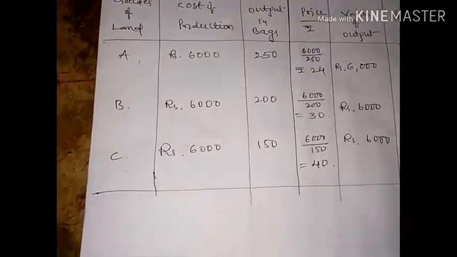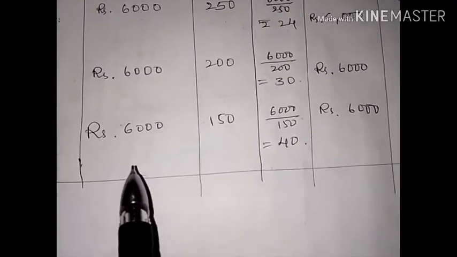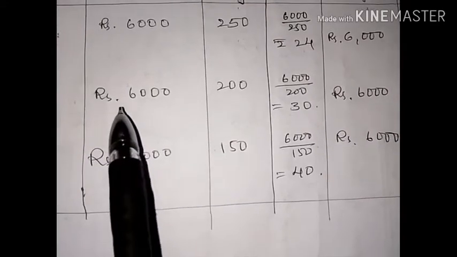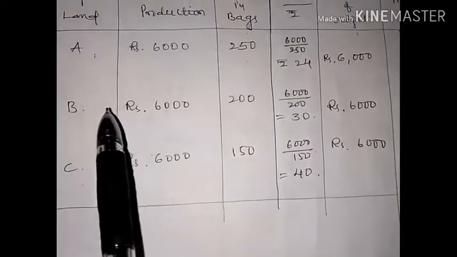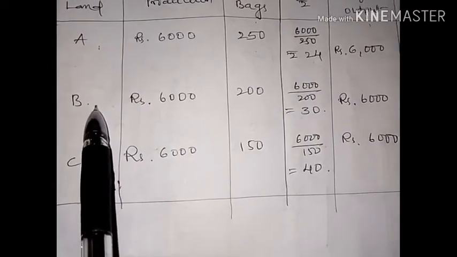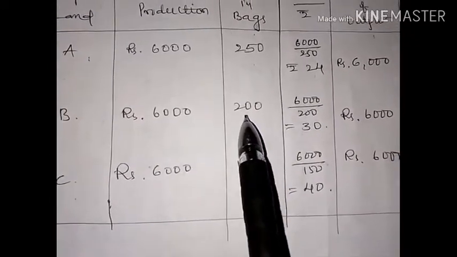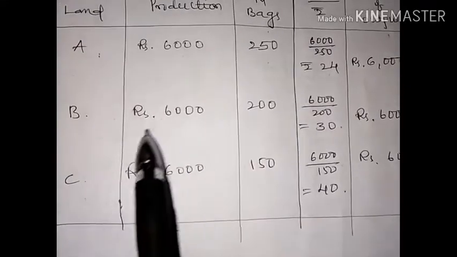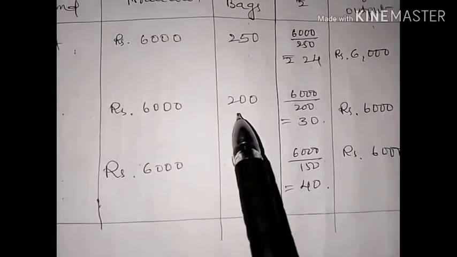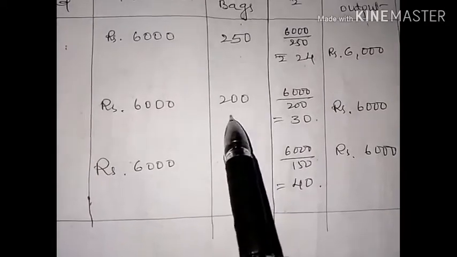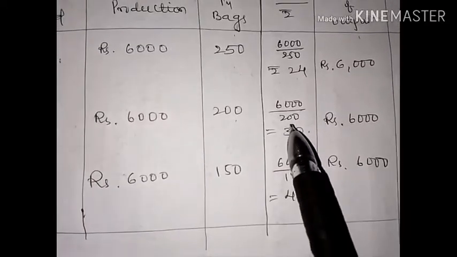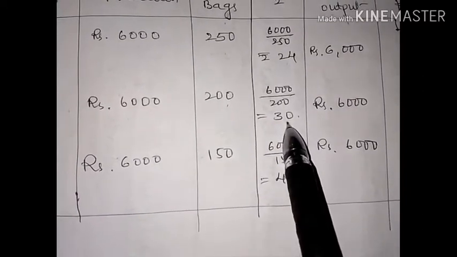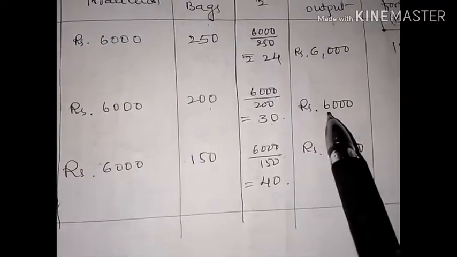So next group of people went there and they also started cultivating, but they cultivate B grade lands. They spend the same amount of money, rupees 6,000, but because of the differences in the fertility of these lands, they produce only 200 bags. As A grade lands are high fertile lands, they produce 250 bags of paddy. B grade lands are low fertile lands, so the people can produce only 200 bags. Then the cost of production of each bag is 6,000 by 200 bags give 30 rupees. So the price for each bag is rupees 30. So 30 into 200, 6,000.